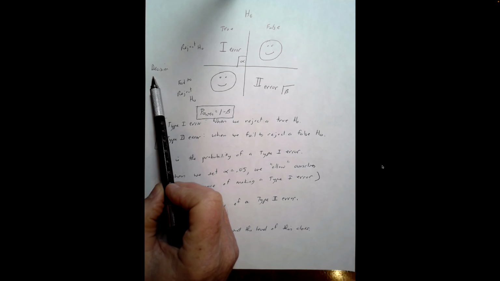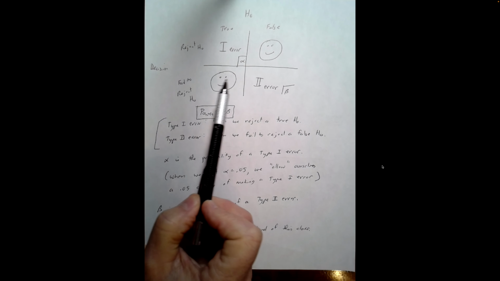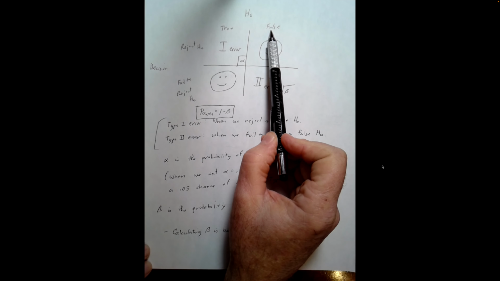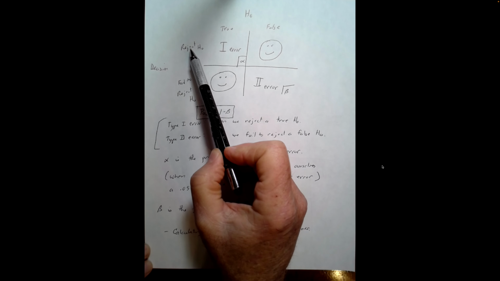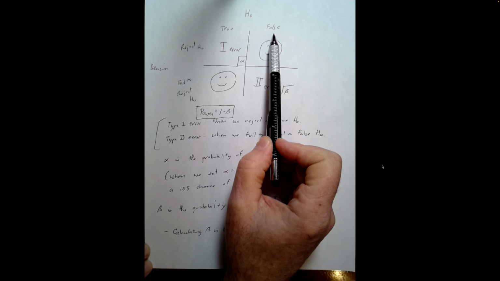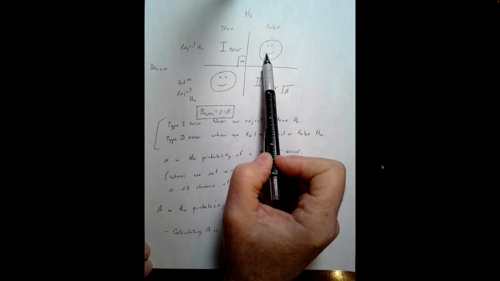We make a decision. We either reject the null or we fail to reject the null. And then we have 4 possible outcomes. If the null is false and we reject it, well, I put a smiley face there because that's what we want. We want to reject false statements.